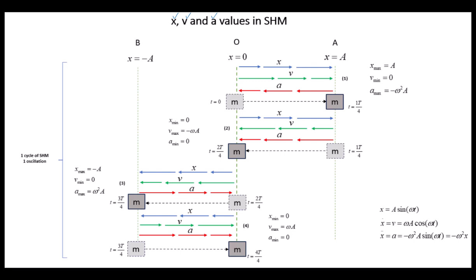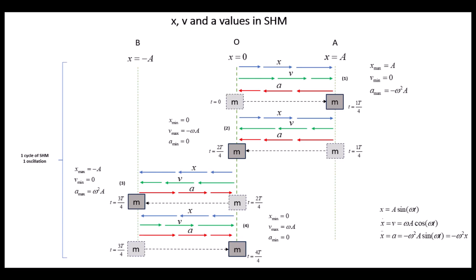Also important to mention regarding the direction. So I'm considering O to be at the origin, and then A towards the positive side or the right hand side, and point B towards the left hand side or the negative side. So whenever I draw any of the variables X, V, or A, it is important to mention the direction of the physical quantity. So displacement is represented by blue, velocity by green, and acceleration by red.